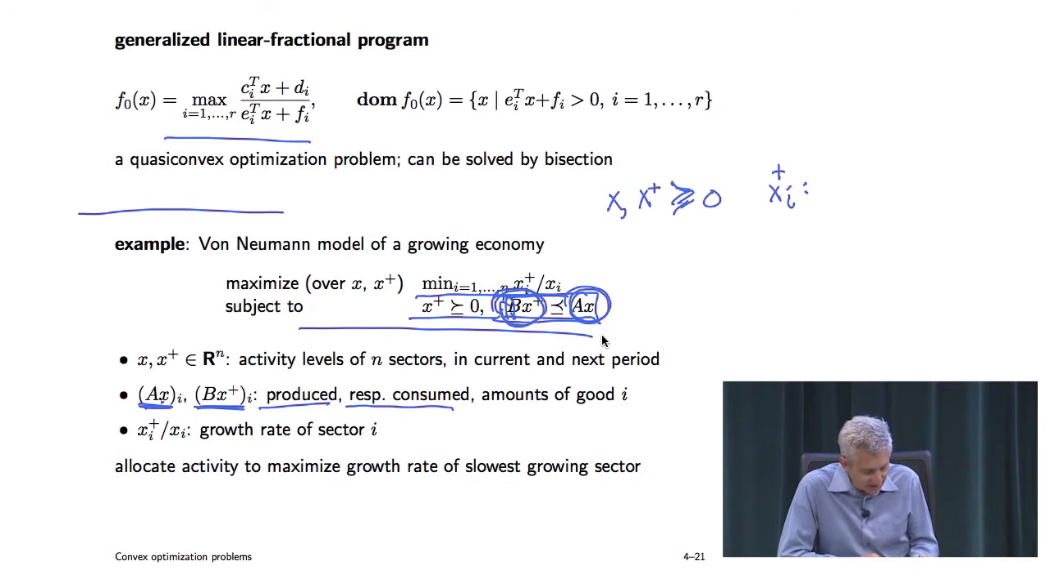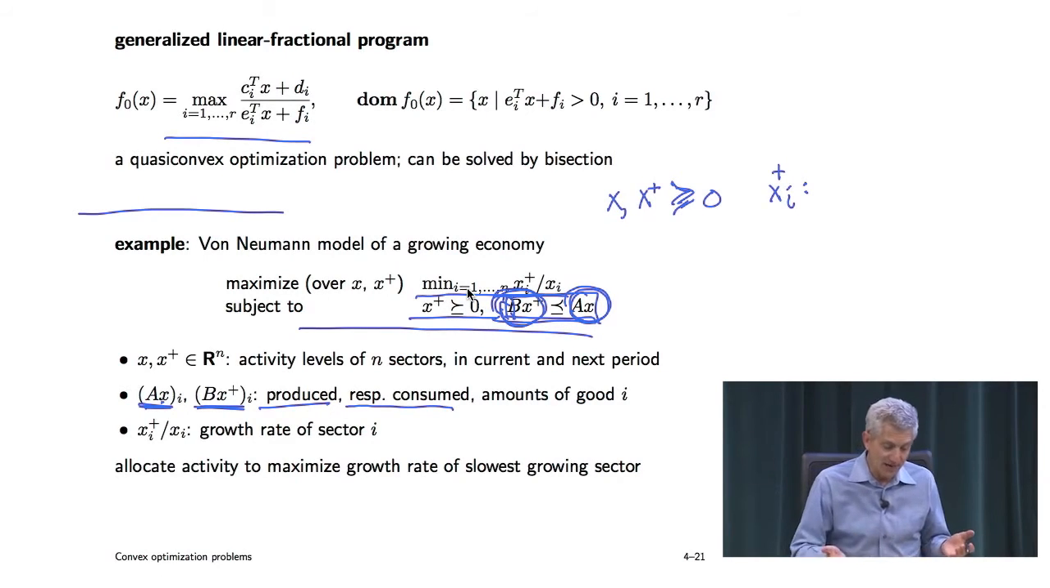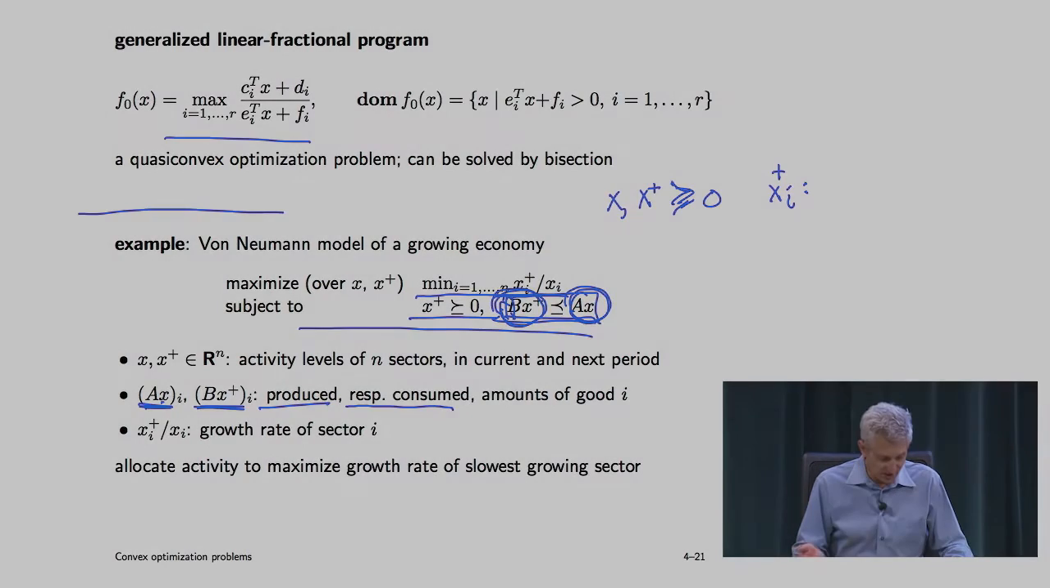And that is indeed a generalized linear fractional program, because instead of maximizing, we could minimize, and then it would be the maximum, and you'd switch the ratios, and it'd be the maximum of a bunch of linear fractional functions. And you'd have a generalized linear fractional program. Okay. And the idea would be to determine the activity to maximize growth rate of the slowest growing sector. Okay, and you can solve it by solving some LPs. In fact, by doing bisection on LPs.